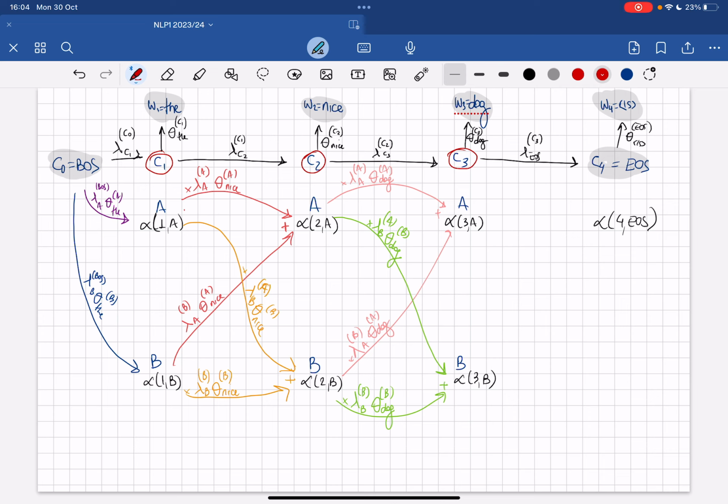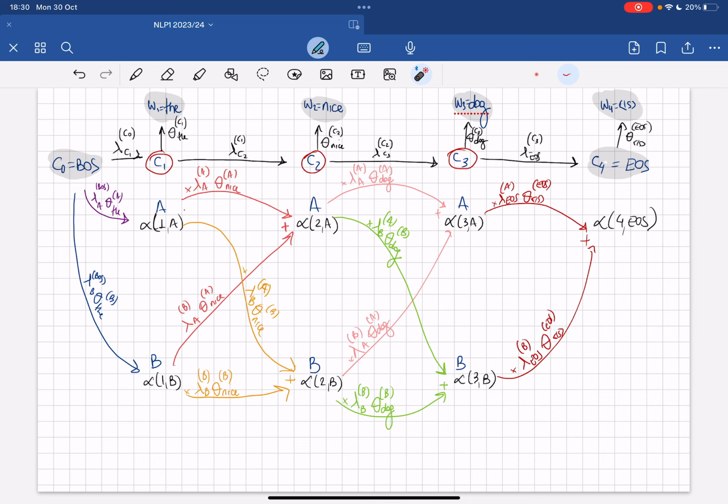And we can get here by extending a sequence that ended in C3A, transitioning from A to EOS, and then emitting from EOS the end of sequence token. Or we extended a sequence that ended in C3B, and then we transition from B to EOS, and then we emit the end of sequence token from EOS. And this is the marginal probability we're looking for. And this is the forward algorithm. All right, so that was the forward algorithm.